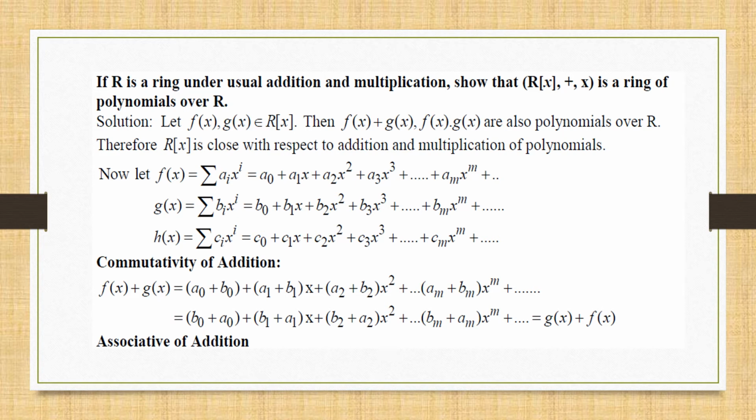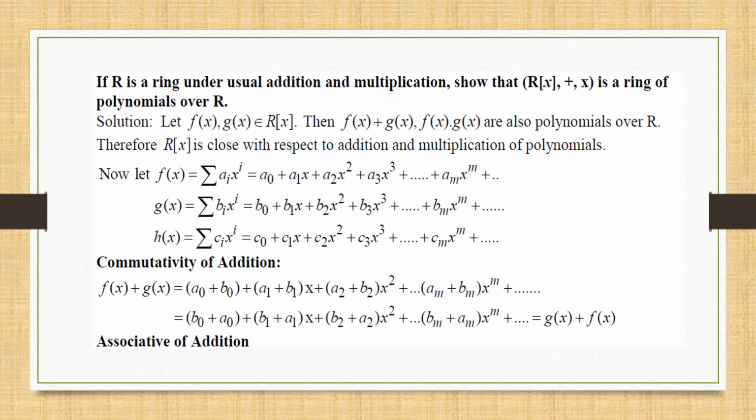Now let me prove the commutativity of addition. I'm going to add these two polynomials. So how will I add? The constant terms together, the coefficients of x together, the coefficients of x squared together, the coefficients of x cubed together, and so on, and the coefficients of x to the m together. Which further implies, can I write it as a0 plus b0? Can I write it as b0 plus a0? Yes, I can. So (b0 plus a0) plus (b1 plus a1)x plus (b2 plus a2)x squared, up to (bm plus am)x to the power m, which is equal to g(x) plus f(x). So commutativity of addition is proved.